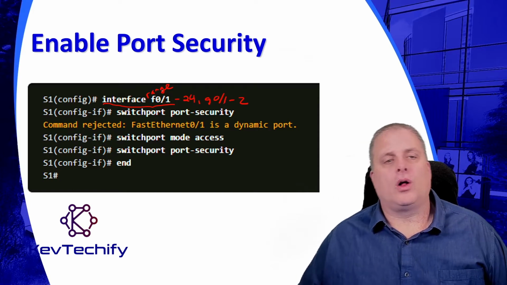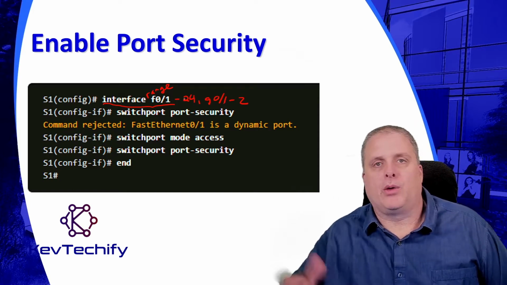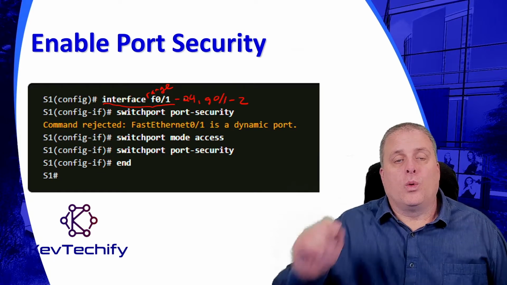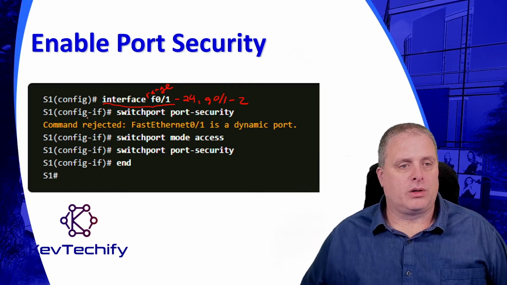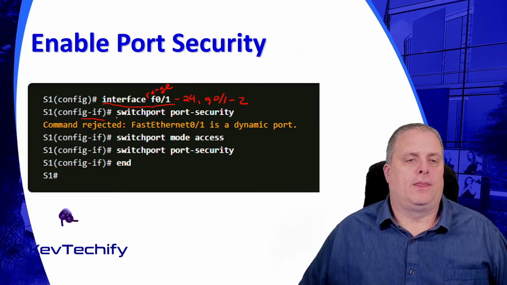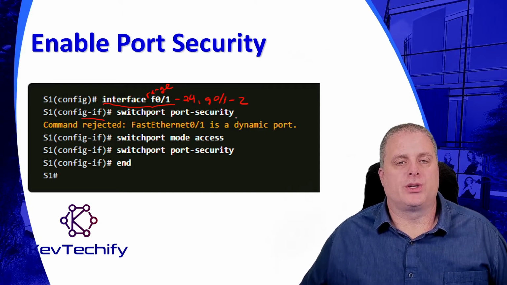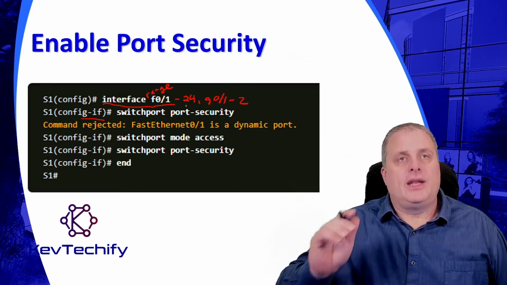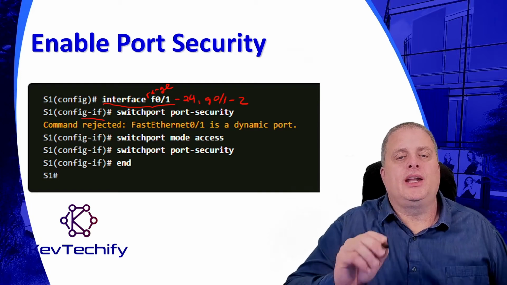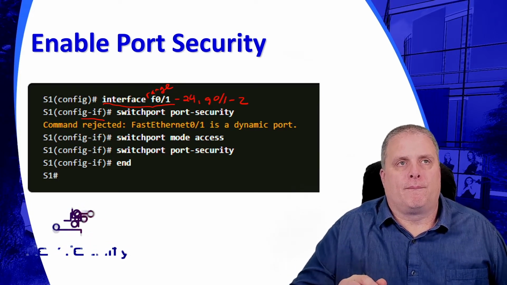That would cover all of those ports on a switch, depending upon what type of switch you have. Then once you are in that interface, and you can tell we are in that interface right here, you can go ahead and turn port security on. The command here is switchport port-security. Go ahead and hit enter. Notice we're going to get an error. FastEthernet 0/1 is a dynamic port.